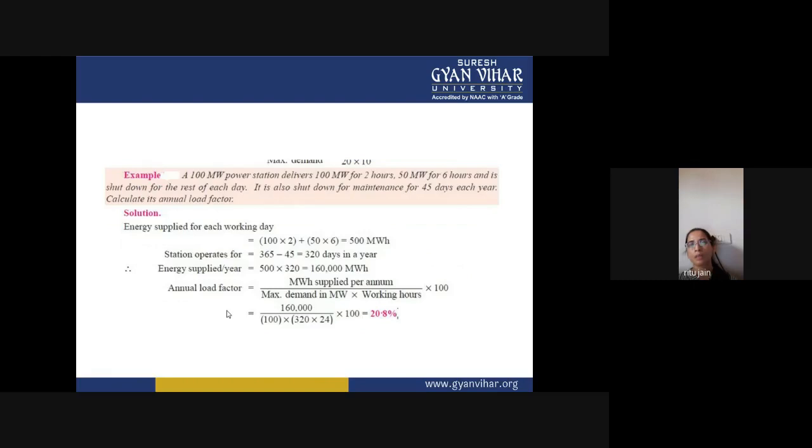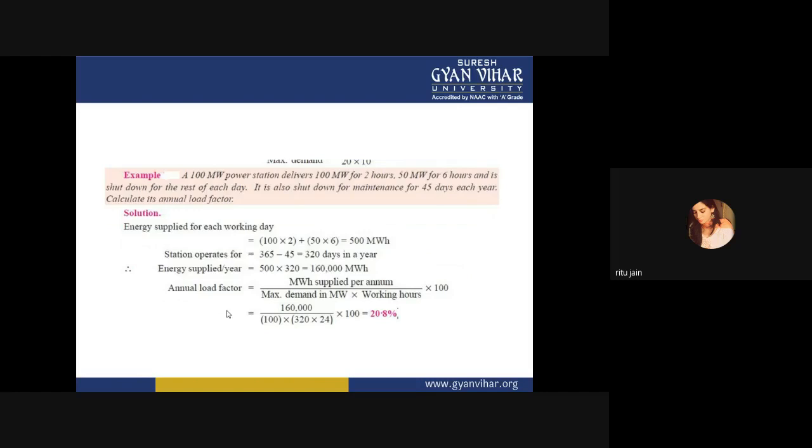Next numerical is a 100 megawatt power station delivers 100 megawatt for 2 hours, 50 megawatt for 6 hours, and is shut down for the rest of each day. It is also shut down for maintenance for 45 days of each year. Calculate its annual load factor. So you can see that the station is supplying 100 megawatt for 2 hours and 50 megawatt for 6 hours. So total working hours is 8 hours.